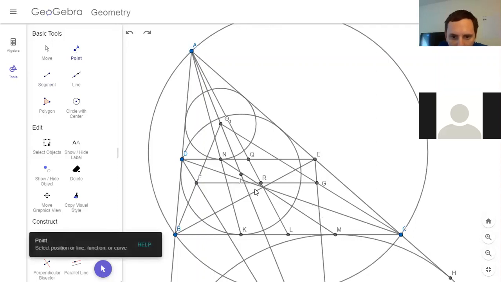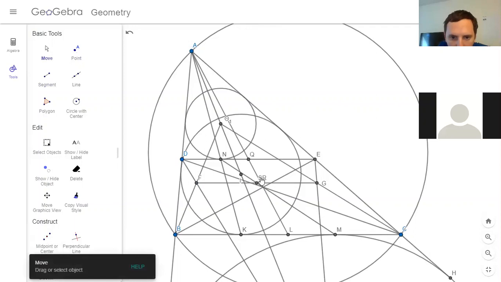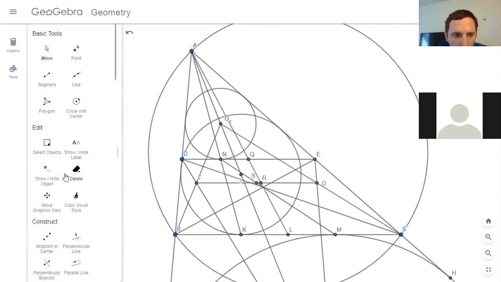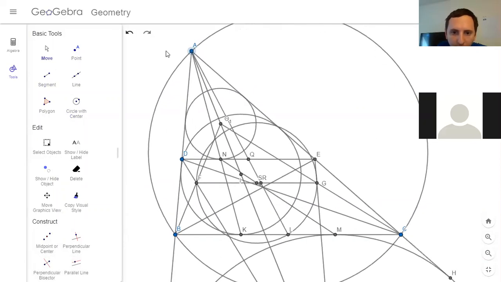Yeah, we want to show that this point S is the midpoint of FG. I doubt that actually passes through L, but maybe it does. Yeah, it doesn't pass through L. I feel like we got this. We have 12 minutes left.